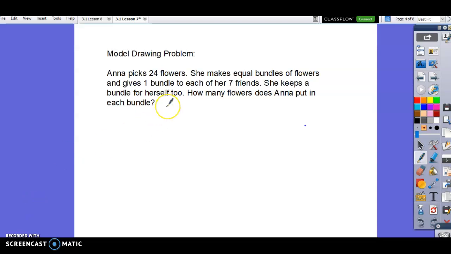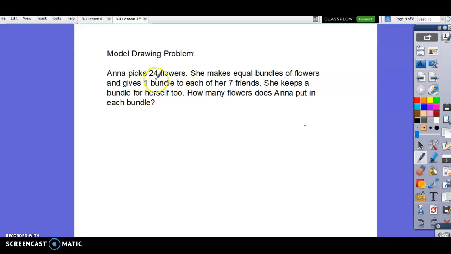So let's take a look at our problem, and we're going to circle the important numbers and underline the question. So Anna picks 24 flowers. She makes equal bundles of flowers and gives one bundle to each of her 7 friends. She keeps a bundle for herself too. How many flowers does Anna put in each bundle?